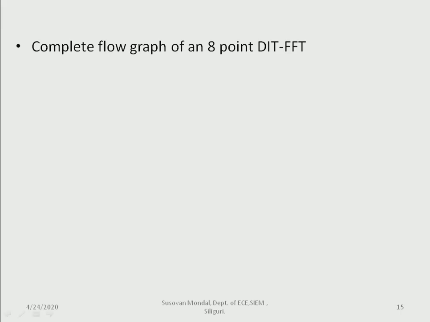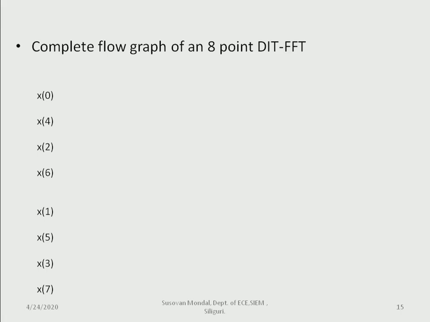So this is an animated figure, so please look into this. See, we write down all these equations like this. At the input, x of 0, x of 4, x of 2, x of 6 are in shuffled order. This shuffling of the input is basically backed by those equations we derived.